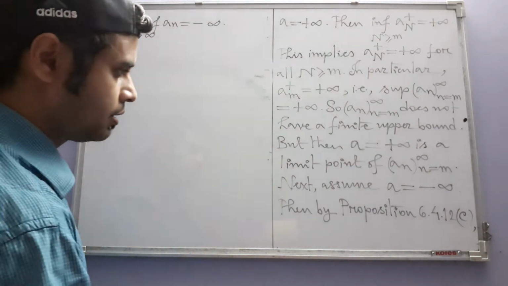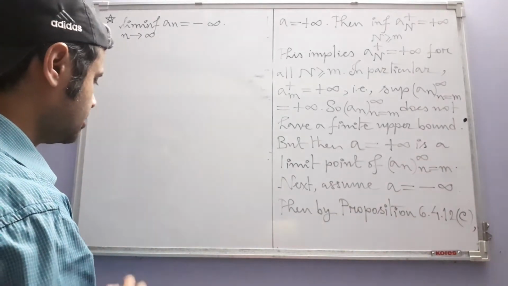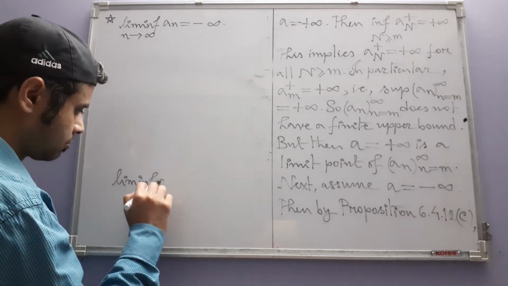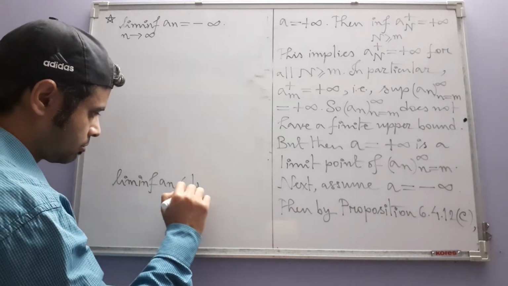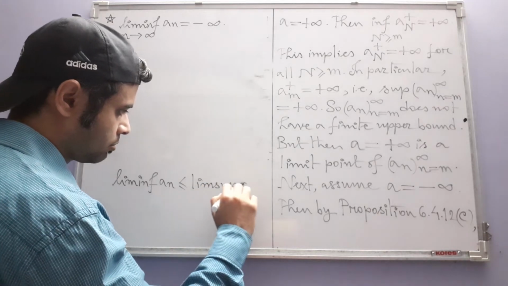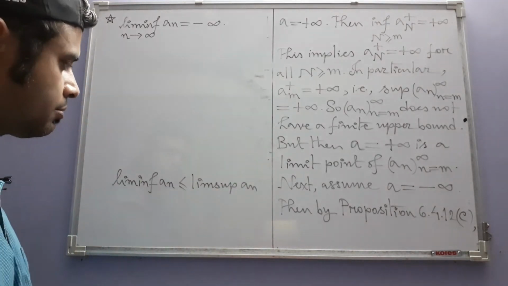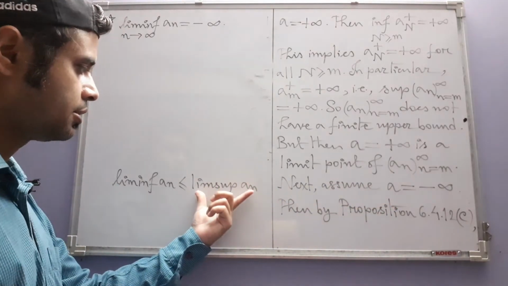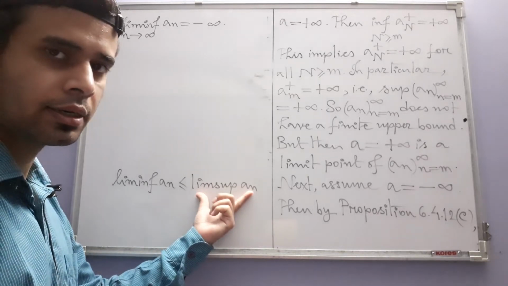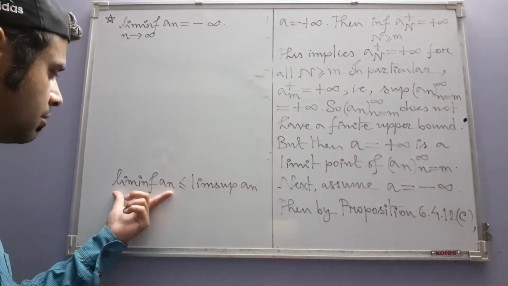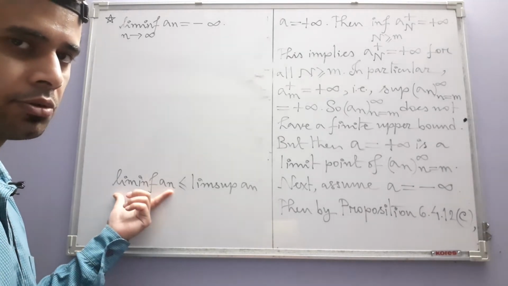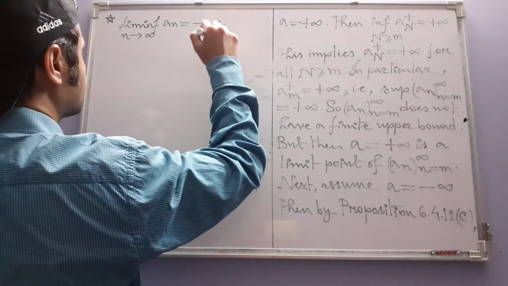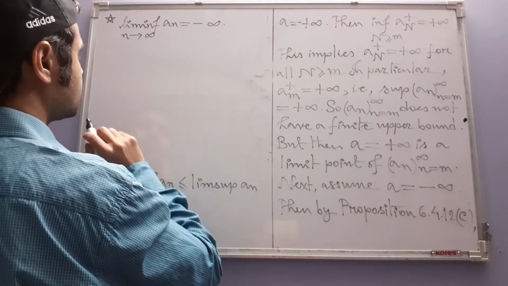What have we done here? In this part of the proposition, we have this inequality. Now this is minus infinity because this is our A. So it is the smallest possible extended real number. So this one should also be equal to minus infinity. That is the only possibility. So that's what we have written here. Okay, so that means this is minus infinity.